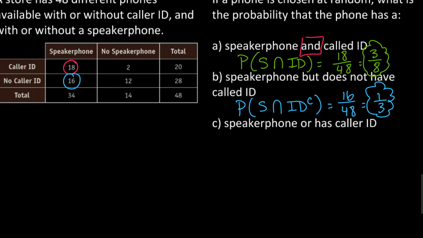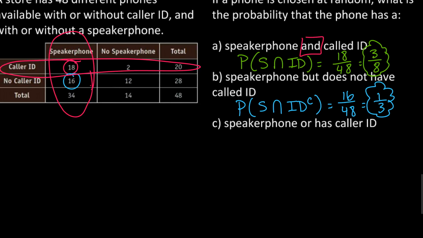Now here's my favorite part. I happen to love "or". We want to find the probability of speakerphone or has caller ID. So do both of these things have to happen? No, just one of them, right? That's the difference between "or" and "and". That's why it's no longer the intersection. So if I want all of speakerphone, I want everything that could happen in a speakerphone, it's going to be this entire column here. And then I also want to include caller ID. So it includes this entire row.